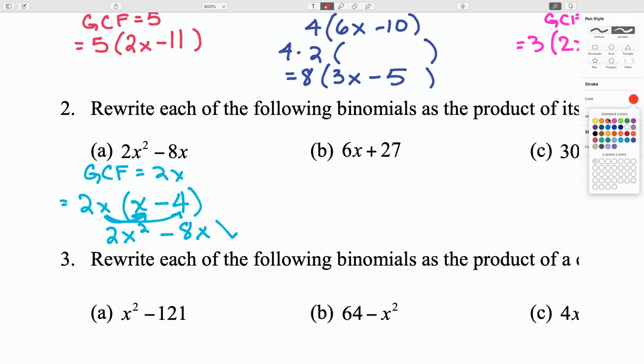So the GCF between 6x and 27. It's not 2. 3 maybe? I don't think 6 can go into 27 evenly. Let's try 3.